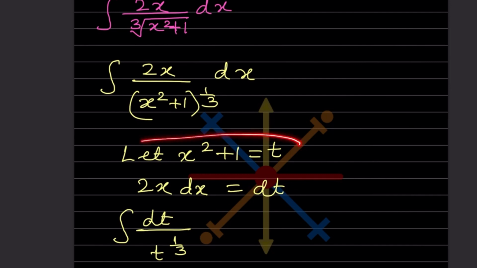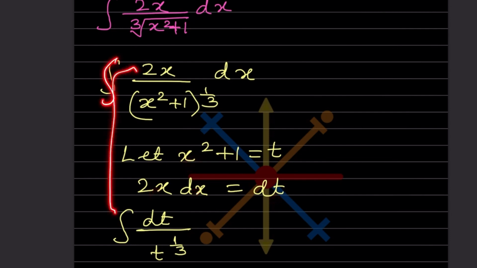first thing what will you do? You will take the derivative of this one. So x square plus 1 is t. Let us take x square, the derivative of this will be 2x. 2x dx is equal to dt. Then later on we will put it in this integration. So here, see here, 2x dx. What is that? 2x dx is dt. So this is dt.